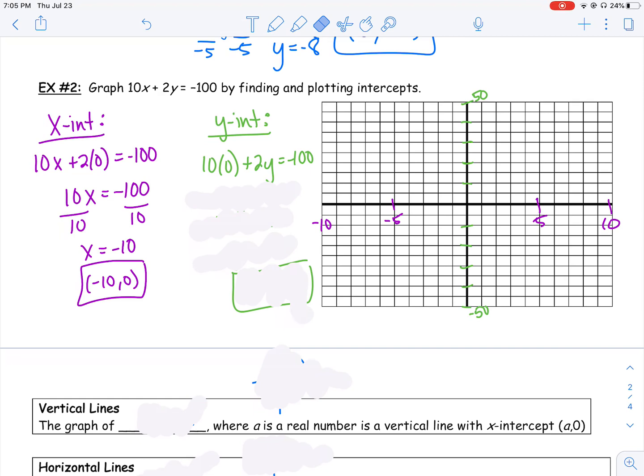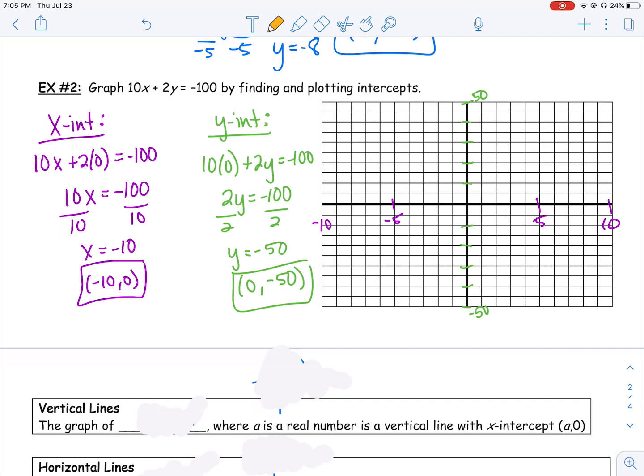Let's find the y-intercept, and then we'll use them to graph. When I plugged in 0 for x, 10 times 0 is 0. So I'm left with the equation 2y equals negative 100. If I divide both sides by 2, I end up getting y equals negative 50. So the point that it touches my y-axis is the point 0, negative 50. All right, now let's go ahead and plot those 2 points so we can figure out what this line looks like. I have the x-intercept at negative 10, 0.